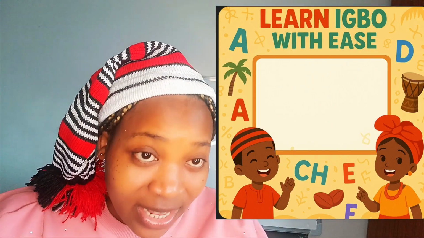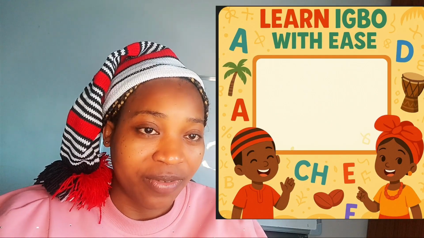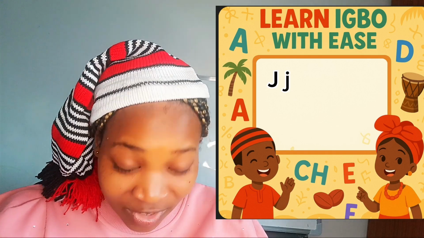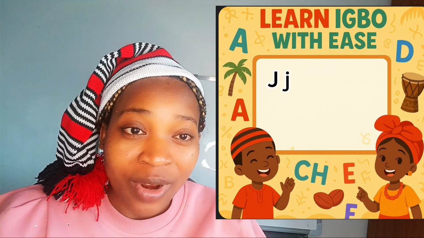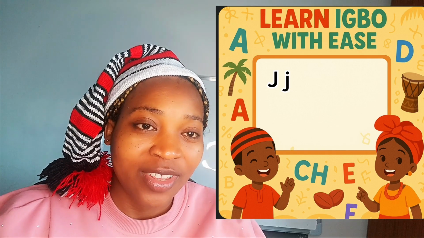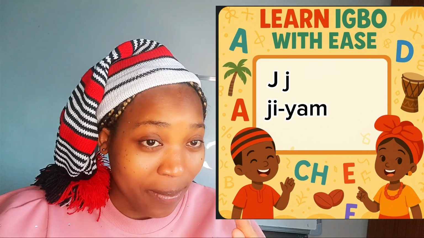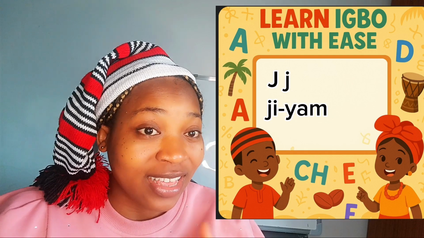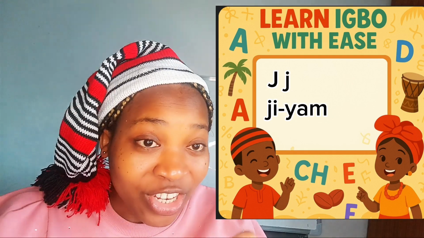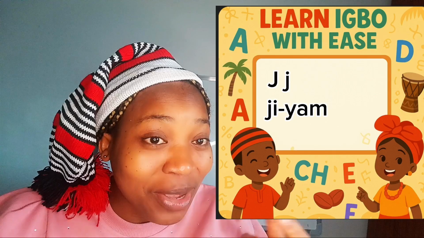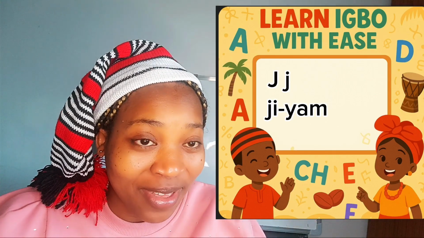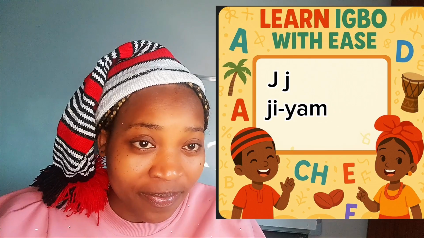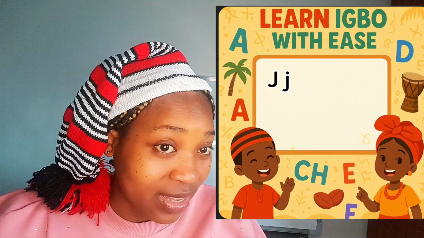So we come to the next alphabet, which is J. J. Have words like ji. Ji is yam. Yam in Igbo language. Okay? So it is yam. You say ji. Nyem ji ahụ. Give me that yam. Achọrọ m iri ji. I want to eat yam. That is when you want to use it and make a sentence.